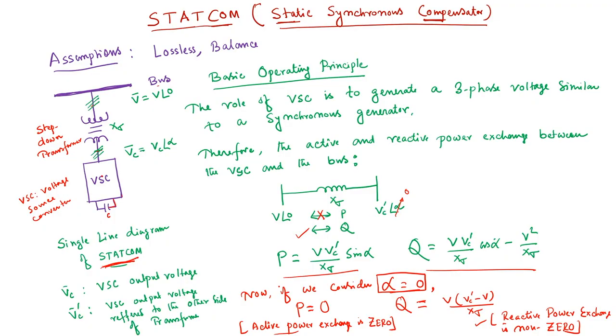Now, what is the physical interpretation of alpha equal to 0? The physical interpretation is that the system bus voltage and the VSC output voltage are in the same phase.